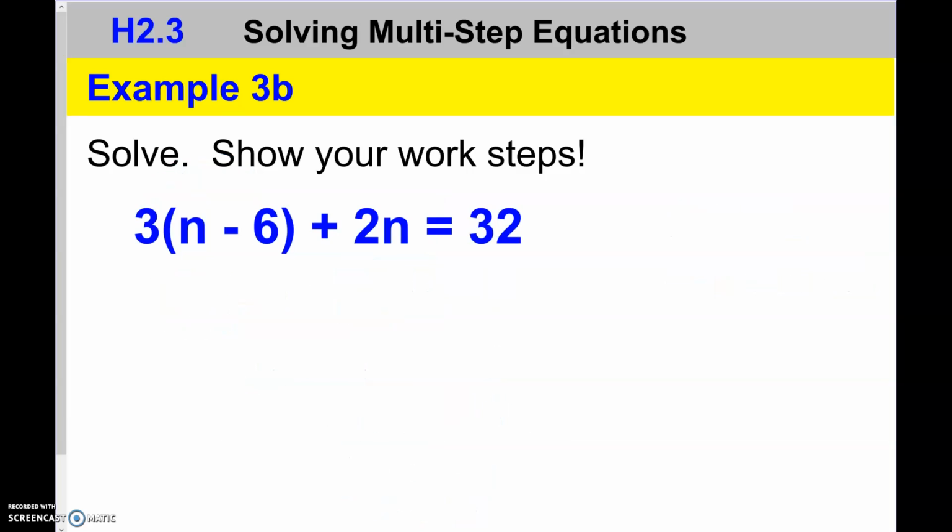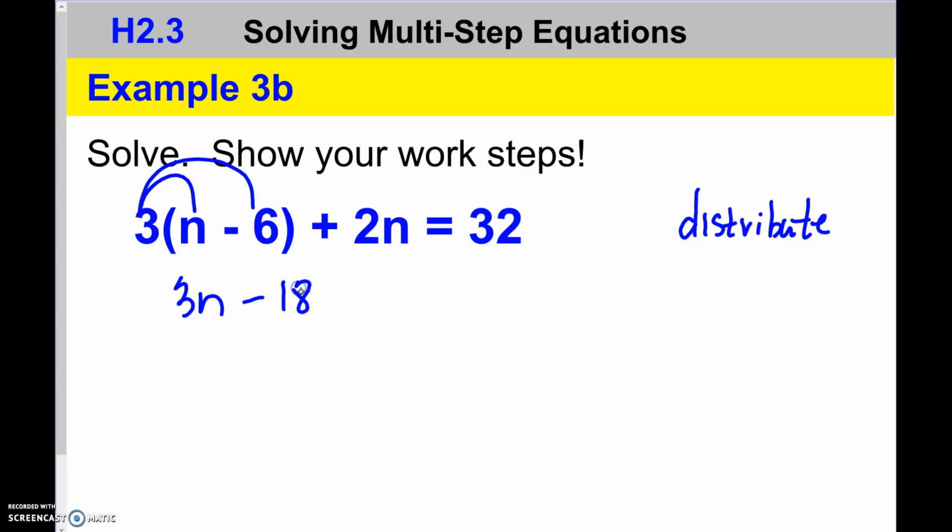All right, let's see if we have one more of those distributive problems to go through here. So the first thing we're going to do is distribute. Okay, so we're reviewing some properties here. Distribute. 3 times n is 3n. 3 times negative 6 is a negative 18. Then we still have our plus 2n and our equals 32.